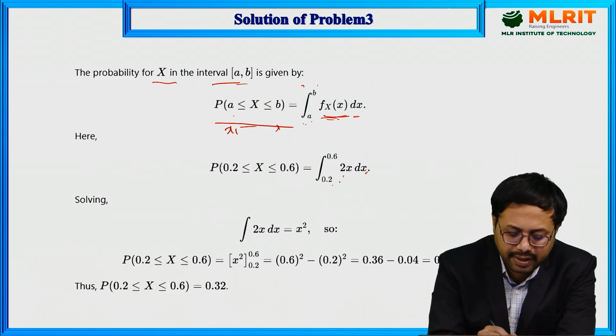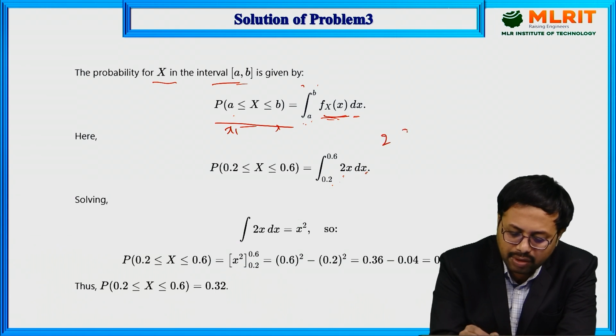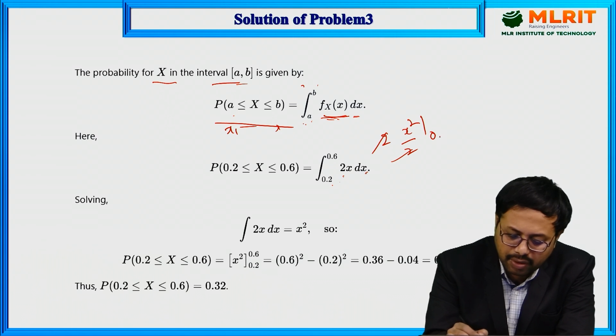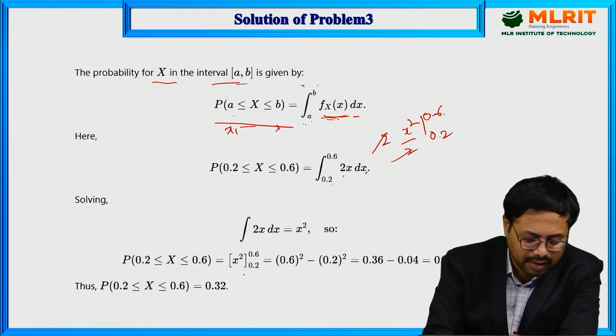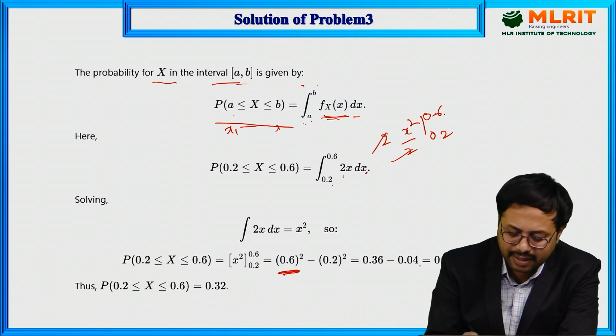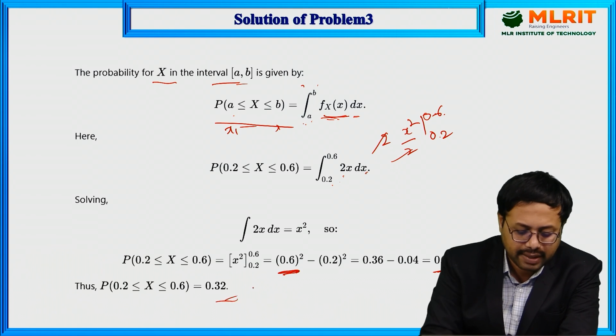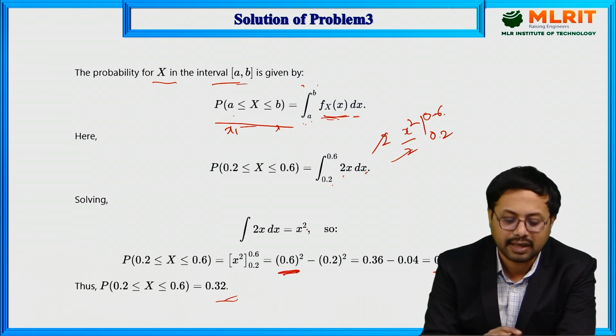You substitute it, then what are you going to get? 2 into x square by 2. Here the 2 gets cancelled. You have the limits 0.2 and 0.6. You simplify the substitution part, then 0.6 and 0.2. You substitute it, then the resultant answer you will get is 0.32.